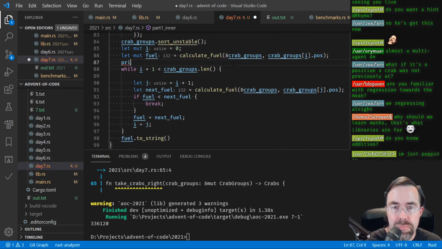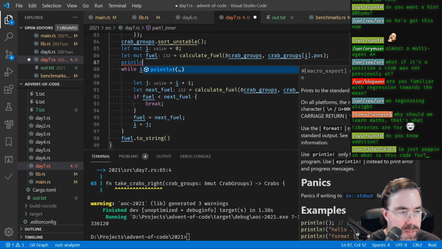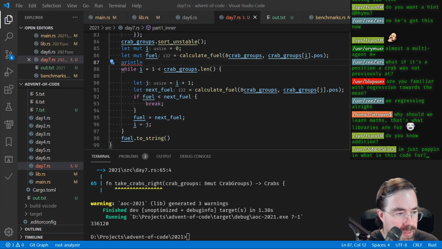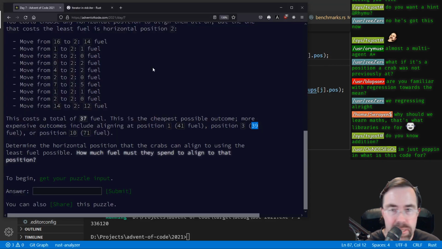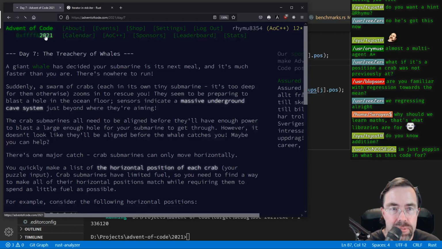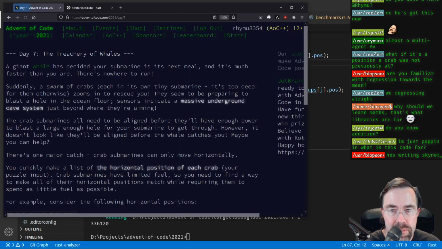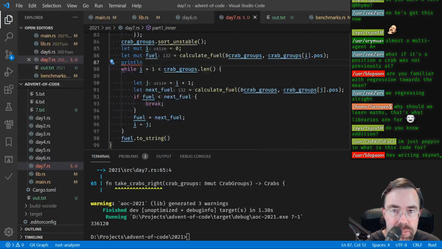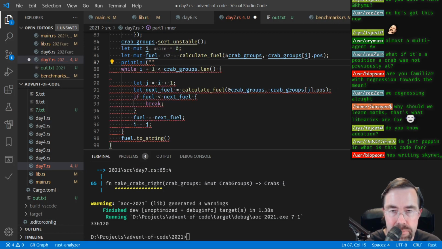So let's say print line. Just popping in, what is this code for? This is for Advent of Code. It's a programming puzzle. We're on day 7 of 2017. And you can play too. These puzzles all unlock every midnight Eastern time.